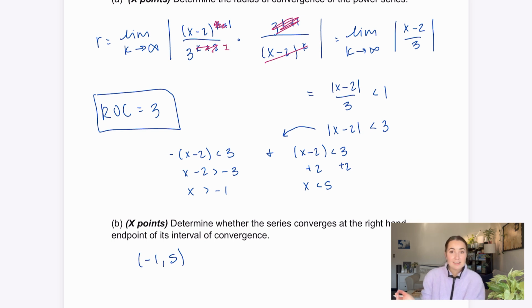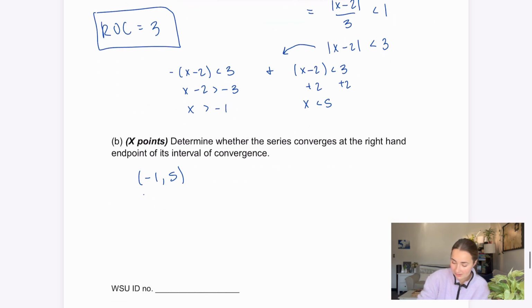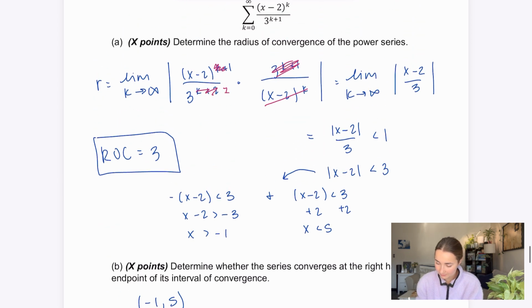Notice this has a radius of 3, right? The total distance between negative 1 and 5 is equal to 6. 6 divided by 2 is equal to 3. Anyhow, we want to see if it converges at x is equal to 5. So let's go ahead and plug that into our series.